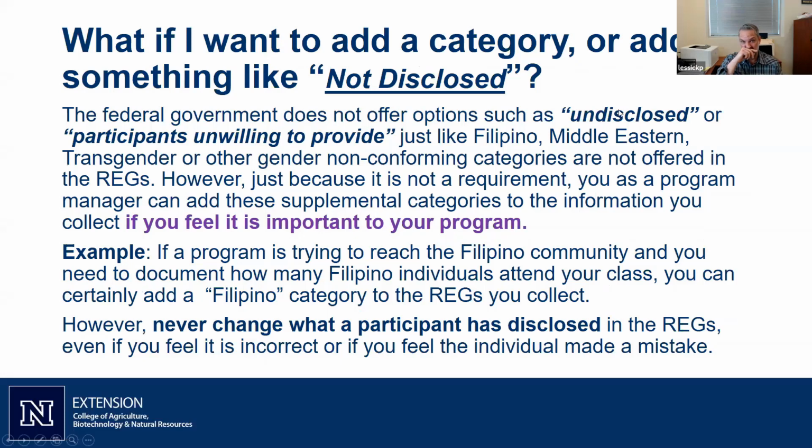Okay, what if I want to add a category or add something like not disclosed? The USDA doesn't offer options such as non-disclose or someone unwilling to participate. Just like they don't offer a Filipino category, they don't offer a Middle Eastern category, and transgender or other gender non-conforming categories are not offered. Just because it's not required, as a program manager or professional, you could add supplemental categories to the data you collect if you feel it's important to your program. For example, a program trying to reach the Filipino community, you could add a Filipino category if you'd like.